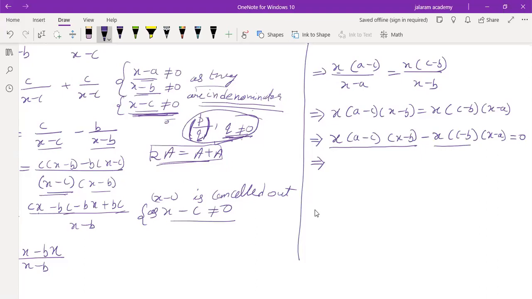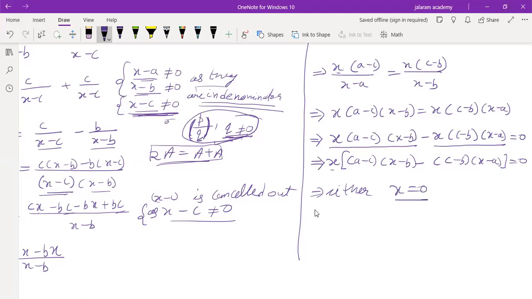And the second term is x into (c minus b) into (x minus a). Out of these two terms, x is common in both. So in the first it is (a minus c) into (x minus b), minus in the second (c minus b) into (x minus a) remains, equals 0. It implies either the first factor x equals 0.